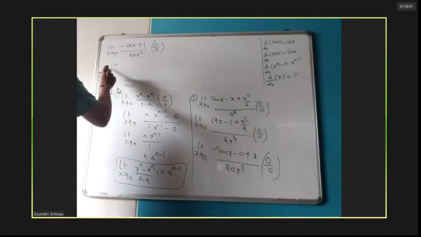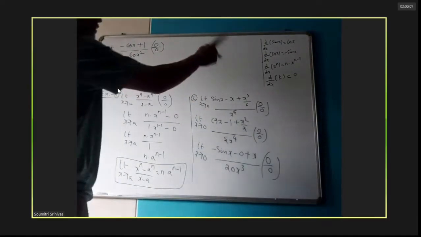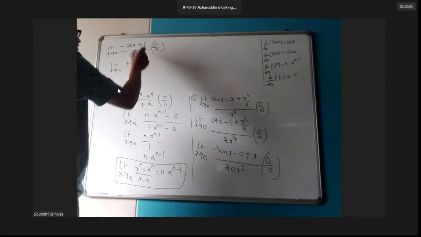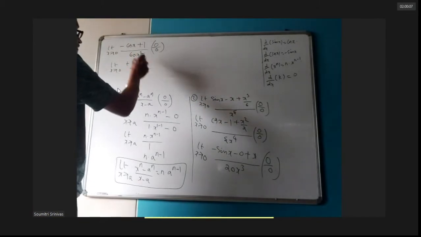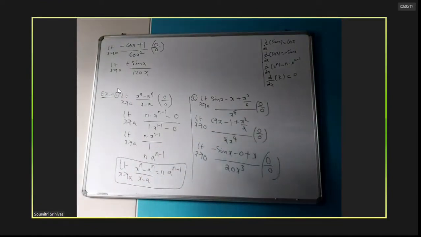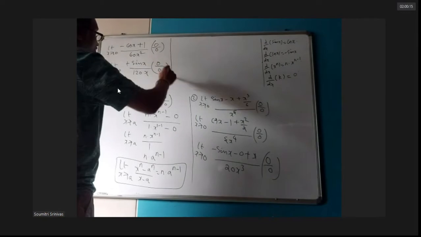Limit as x goes to 0, sin x by 120x. Minus cos x derivative is plus sin x, 1 derivative 0, denominator 60x square derivative 120x. फिर से what form? 0 by 0. What principle?